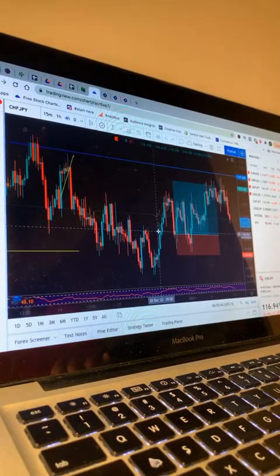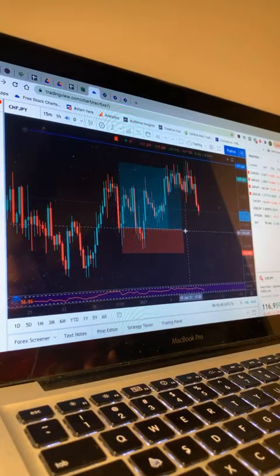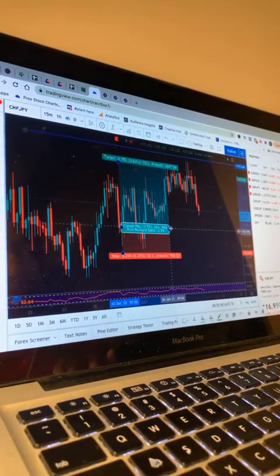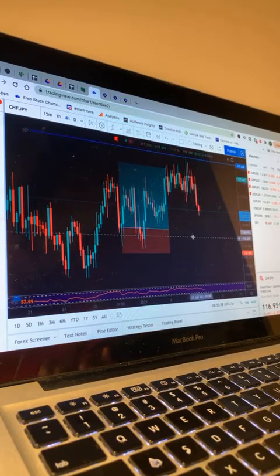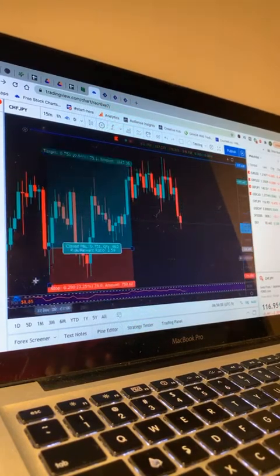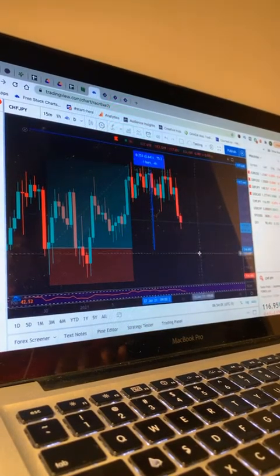So Swiss JPY. Oh, this one was from last week. Let me move this over. And that was decent. This was a 1 to 2.5 risk reward ratio from last week. So I did profit on that. I forgot all about this trade, to be honest, with those 75 pips.